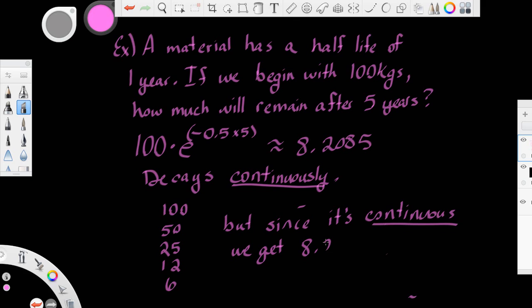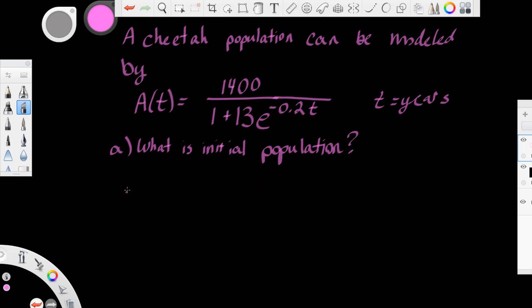Okay, so remember, if something's doing something continuously, that's when you're going to use the PERT formula. Otherwise, if it has a clear compound, you're going to use the compound formula. Now, for the next example, we are going to look at a cheetah population, which can be modeled by A of t equals 1400 divided by 1 plus 13e to the negative 0.02 t.